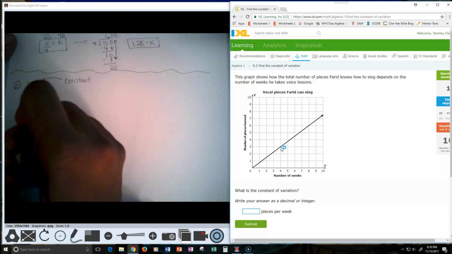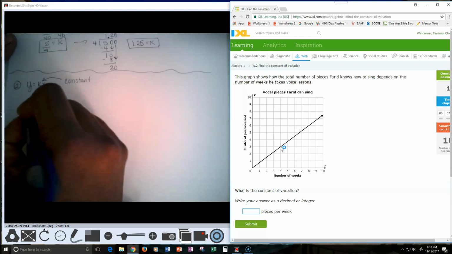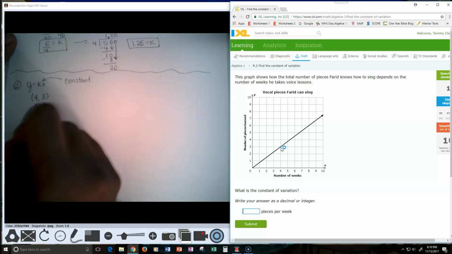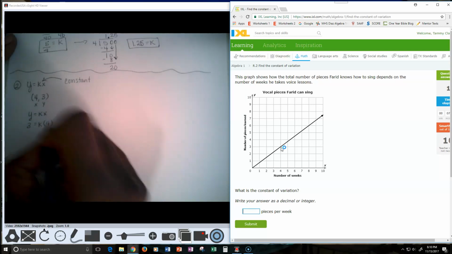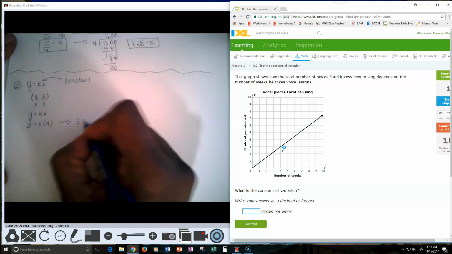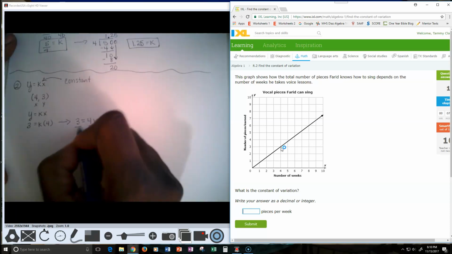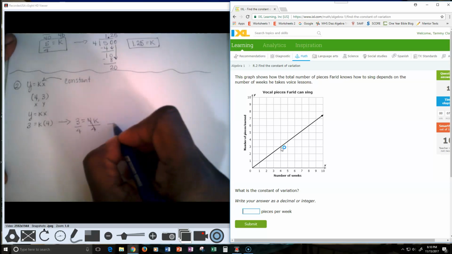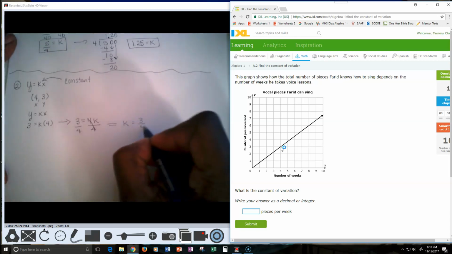And then I'm going to use my y equals kx and simply substitute. So y equals k multiplied by x. Y is 3. K we don't know. X is 4. Again, if it looks weird to you, just write it 3 equals 4k. We're going to divide by 4 on both sides of the equation. 4 divided by 4 is 1. So therefore, k is equal to 3 over 4.